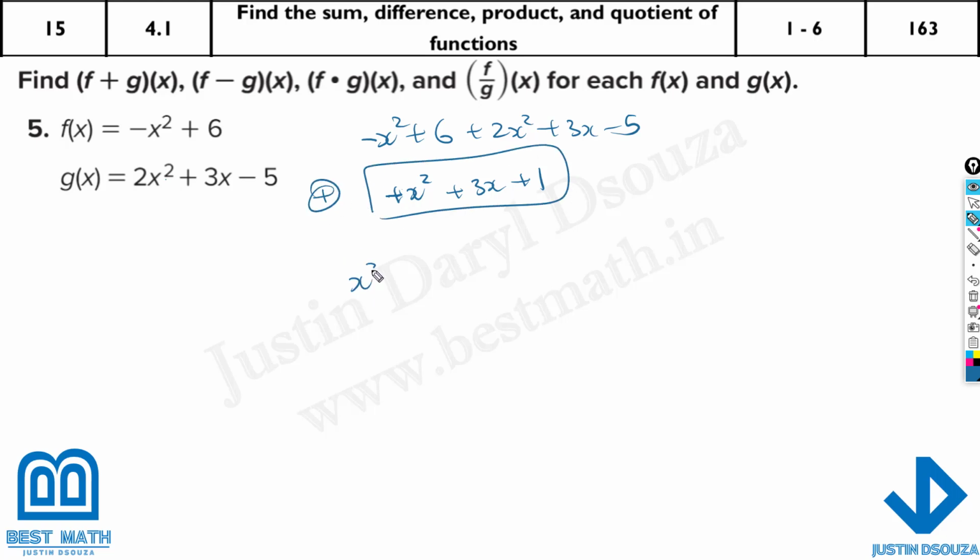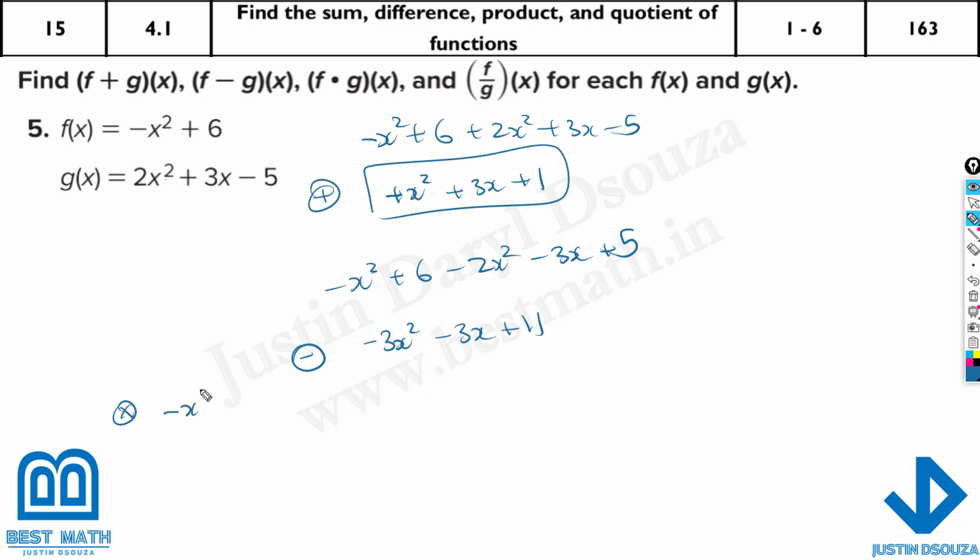For subtraction, it is minus x squared plus 6 minus 2x squared minus 3x and plus 5. Because all the signs change. And here we will have minus 3x squared minus 3x plus 11. So that is about subtraction. What about multiplication?